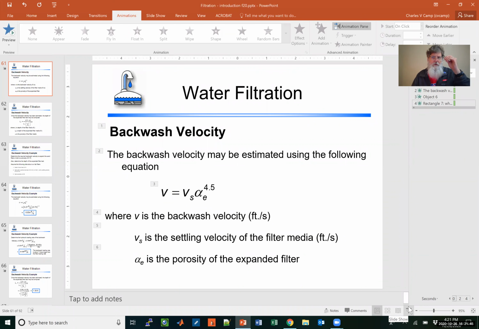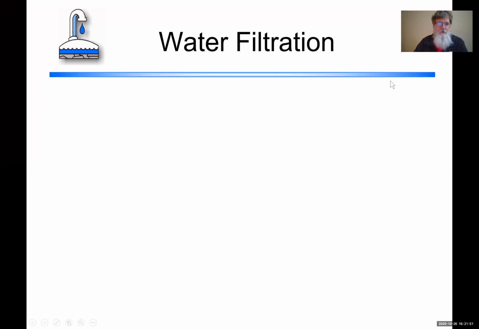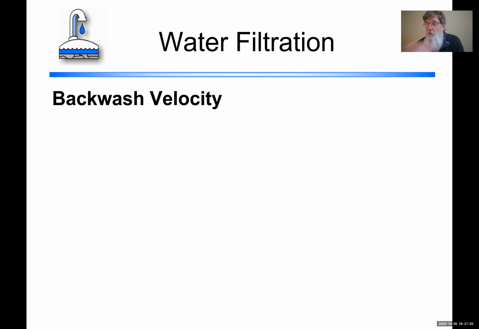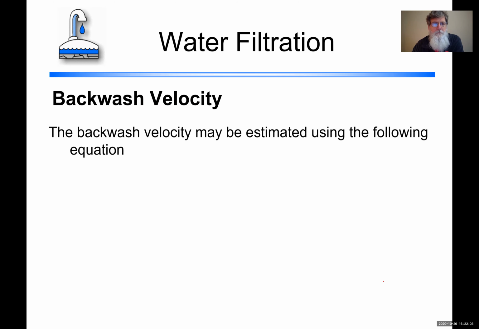So let's start with what backwash velocity is and how we're going to compute it. We talked about what backwash was in the previous part of this course. That'll be part 3. So now let's do some calculations. So the backwash velocity can be estimated using this equation. This is called an empirical equation.